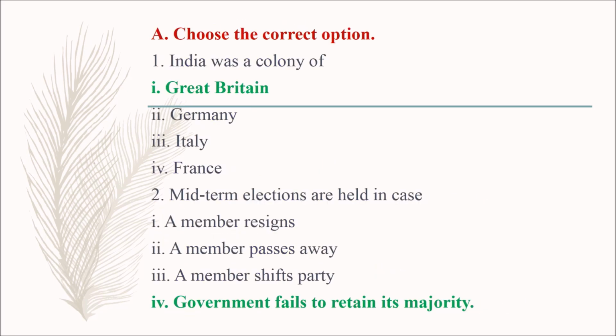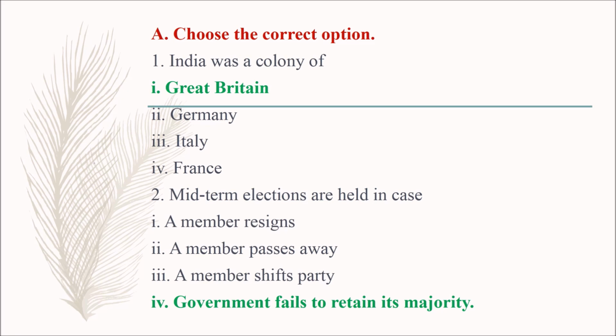Now, we are going to revise the book back questions with answers. Section A. Choose the correct option. Question number 1. India was a colony of option 1. Great Britain. Option 2. Germany. Option 3. Italy. Option 4. France. So the correct answer is option 1.